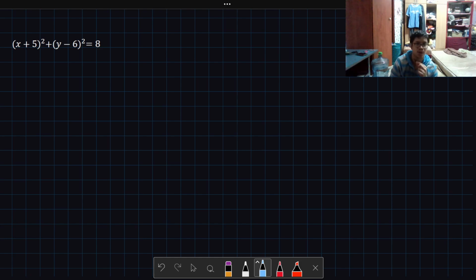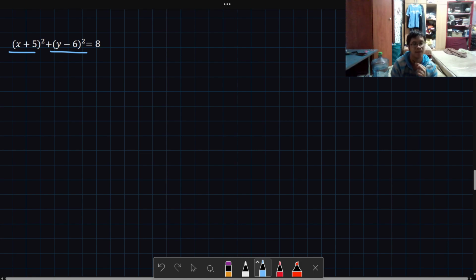So you see this. So what are we going to do? First, you must expand. Okay, expand these two, because both of them are squared binomials. Of course, we have to expand them. What I mean by expand is we must remove this parenthesis.